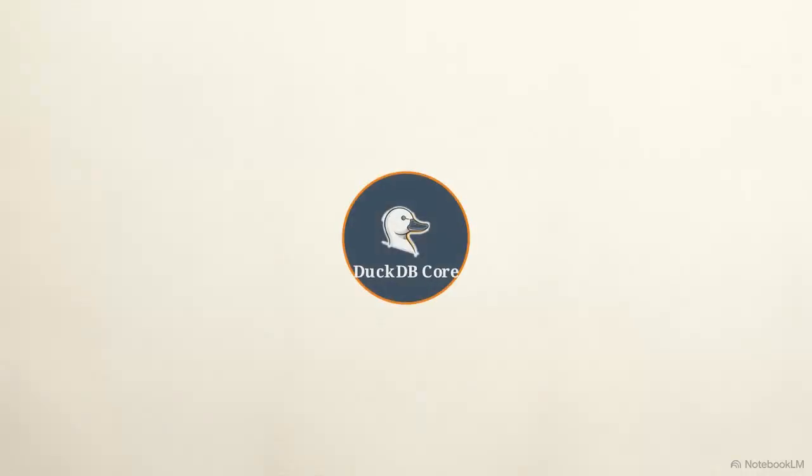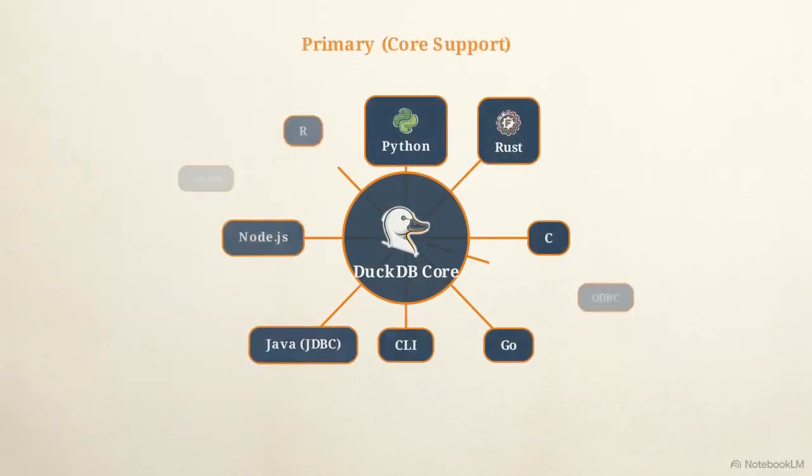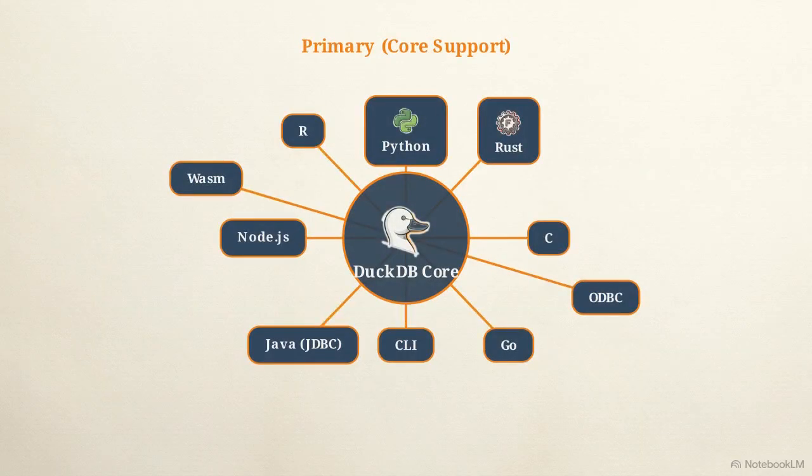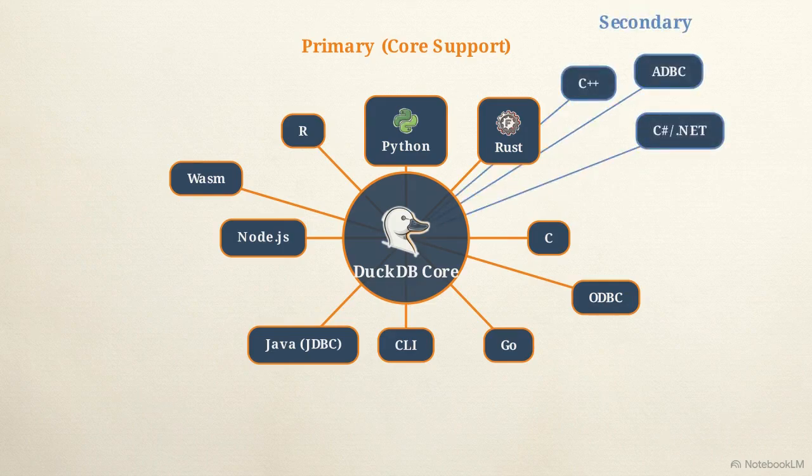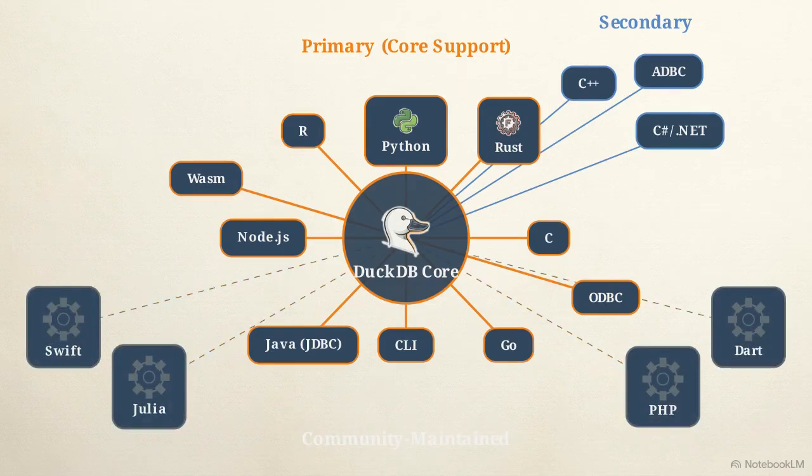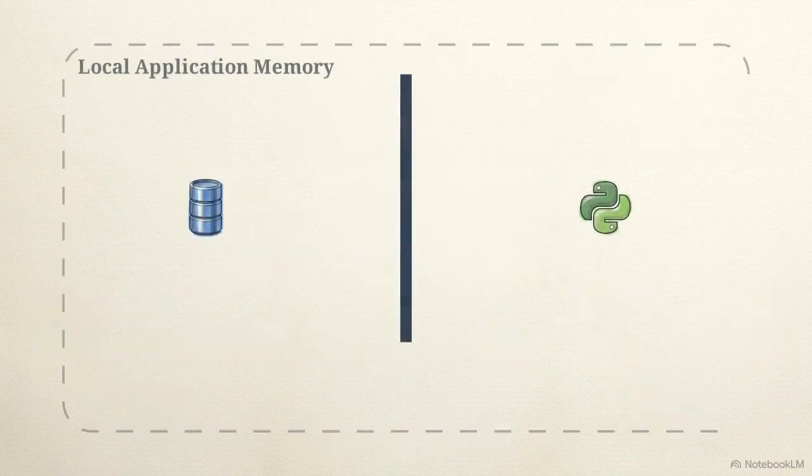Because it embeds inside the host language, it relies on an extensive API client layer. This covers primary core clients like Python, Rust, Go, and C, secondary clients like C++ and C#, and a wide array of community-maintained drivers. Historically, passing data between applications and databases introduced extreme latency through constant serialization.